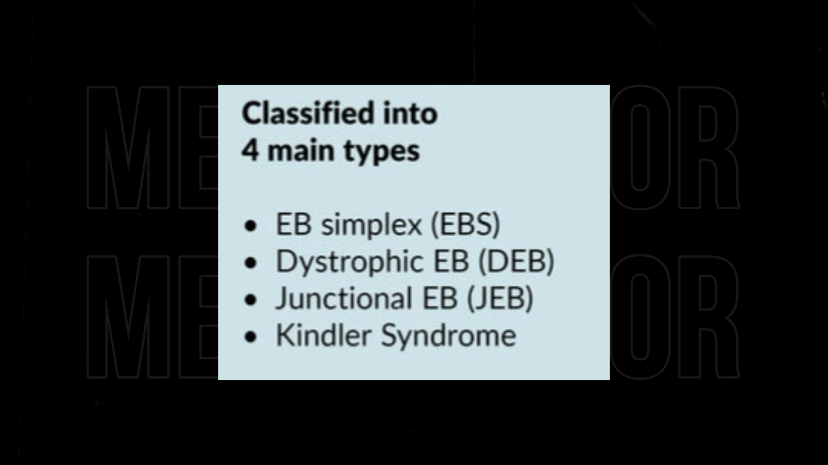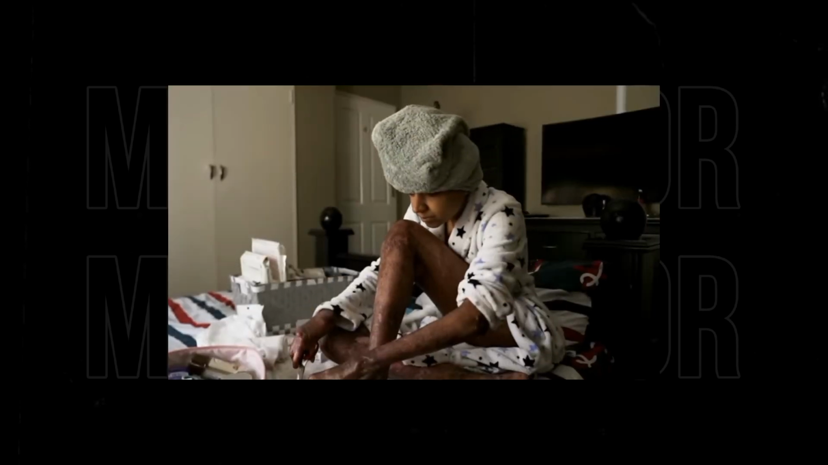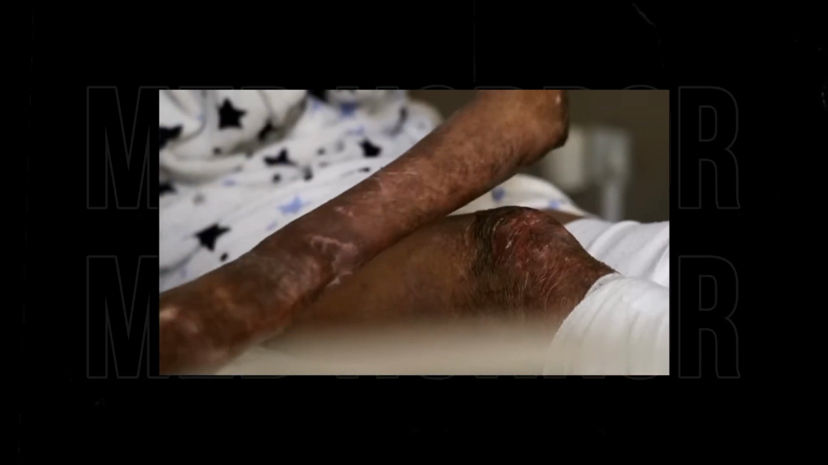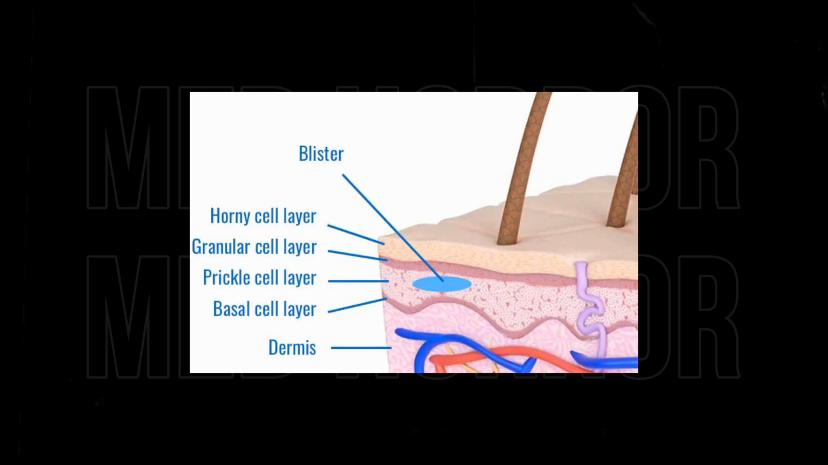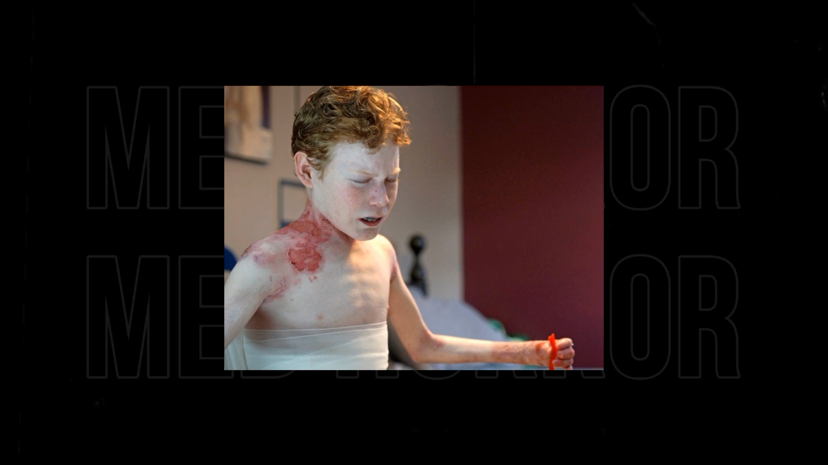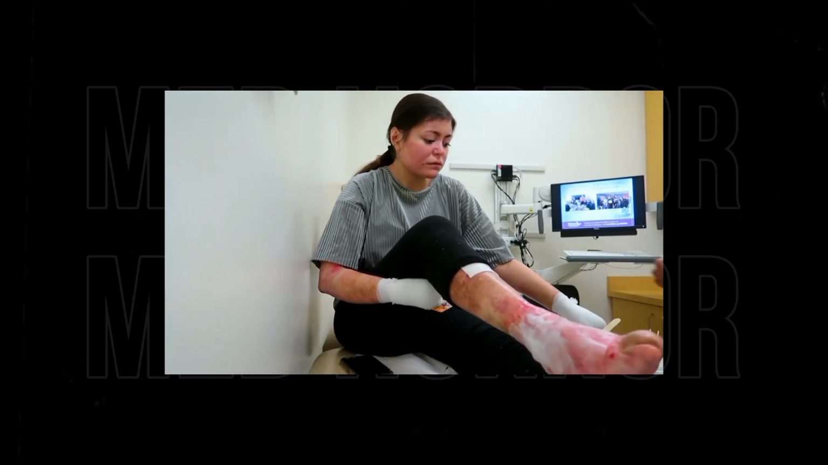Kindler syndrome. In Kindler syndrome, blisters can form in all layers of your skin. It's very rare. Healthcare providers diagnose EBS, JEB, and DEB according to affected layers of skin. Kindler syndrome may appear as blisters throughout different layers of the skin.